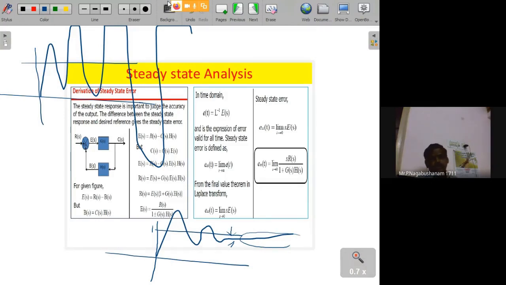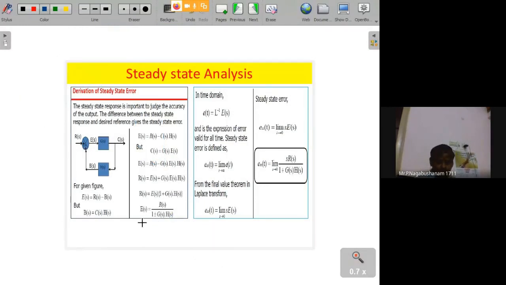So that's why, if you want to apply the final value theorem, the system must be stable. Otherwise, all the poles must be left of the S plane. Okay, we checked it. I got the E of S derivation part. But E of S is the error signal, and I want the steady state error, ESS.